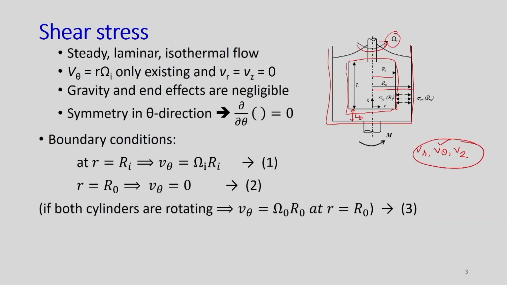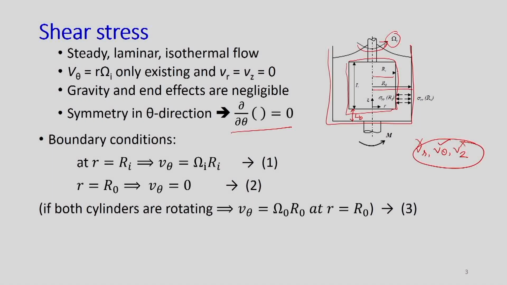From this geometry, Vr does not exist, and Vz also does not exist, or even if they exist, they are much smaller compared to V theta, hence they can be neglected. Also, in this geometry assume there are no gravity effects. Because of the laminar conditions, the motion is at smaller rates, so one can assume symmetry in the theta direction. Now what could be the boundary conditions here?